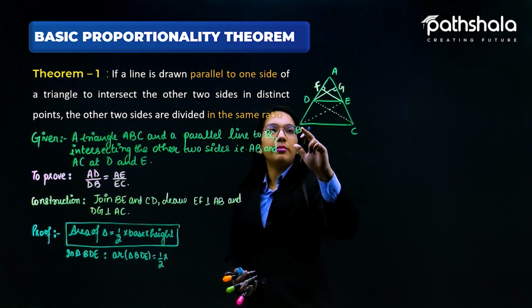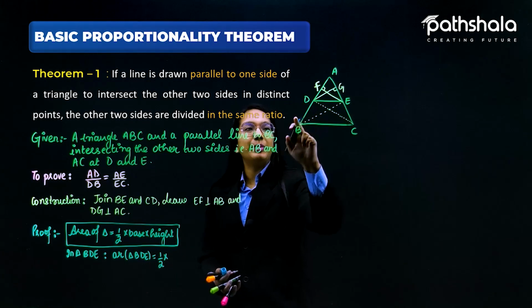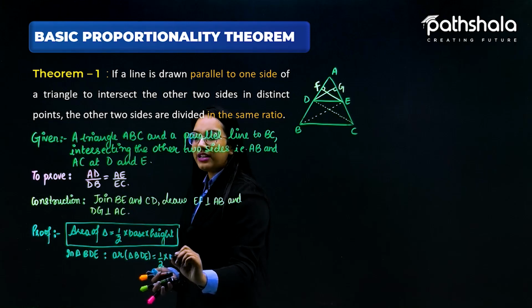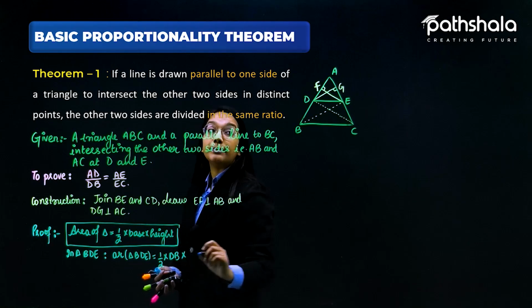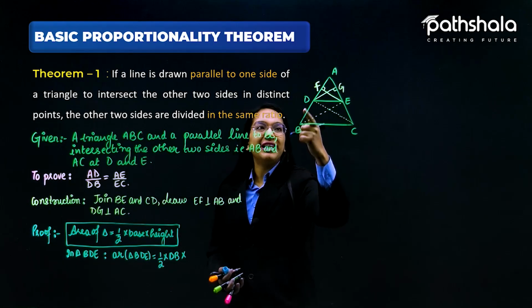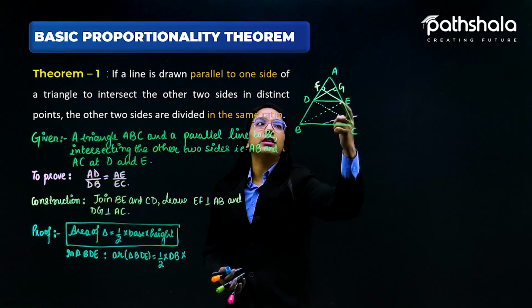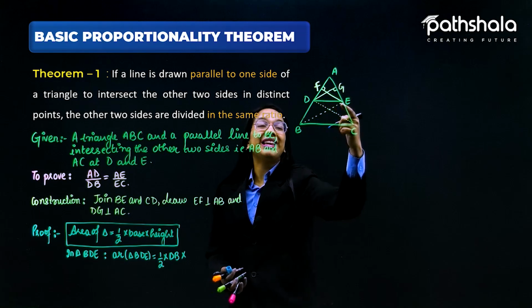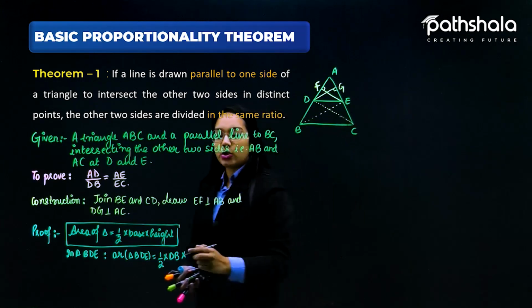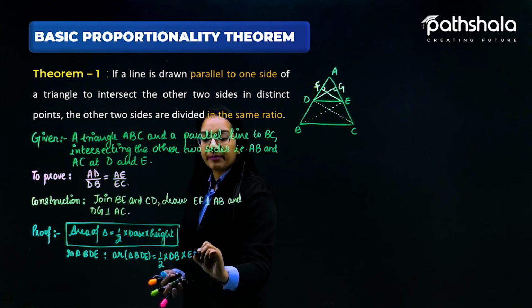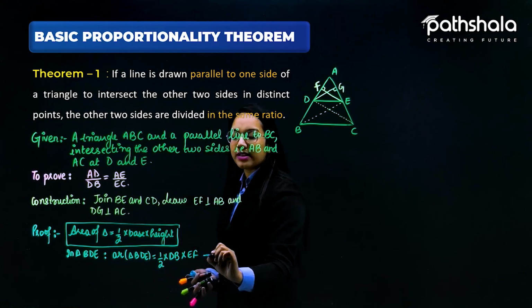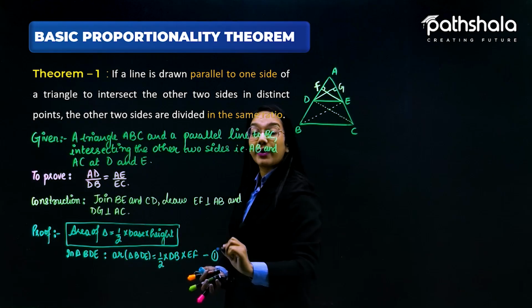As you can see, in triangle BDE, the base is BD, or DB. So for the triangle BDE, the height is nothing but this perpendicular, which is EF. So its height is nothing but EF. Let us suppose I am calling this equation number 1.